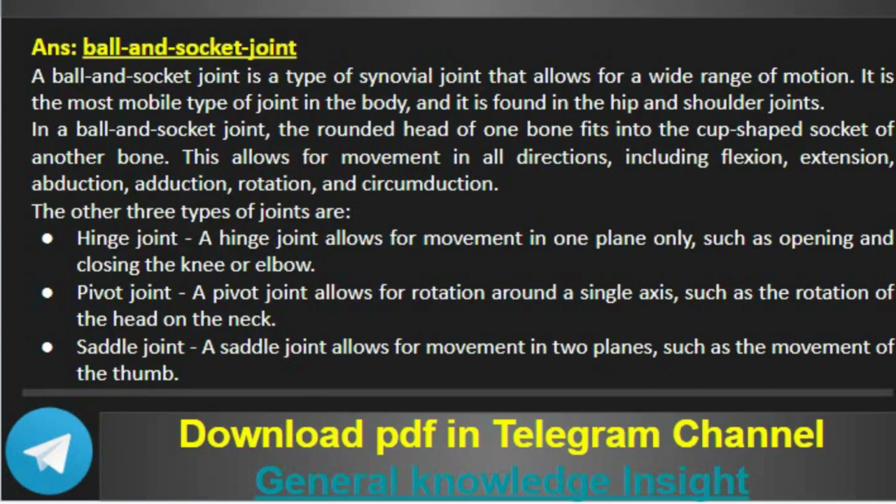The other three types of joints are the hinge joint, that is, a hinge joint allows for movement in one plane only, such as opening and closing the knee or elbow. On the other hand, the pivot joint allows for rotation around a single axis, such as the rotation of the head on the neck, and a saddle joint allows for movement in two planes, such as the movement of the thumb.